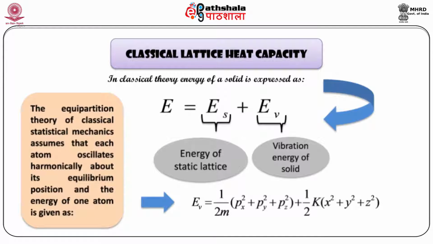The equipartition theorem of classical statistical mechanics assumes that each atom oscillates harmonically about its equilibrium position, and that the vibrational energy of one atom is given as EV equals 1 by 2m (px square plus py square plus pz square) plus half k (x square plus y square plus z square). As you can see, the first part, 1 by 2m (px square plus py square plus pz square), is the kinetic energy in the three directions, while half k (x square plus y square plus z square) is the potential energy along the three directions.